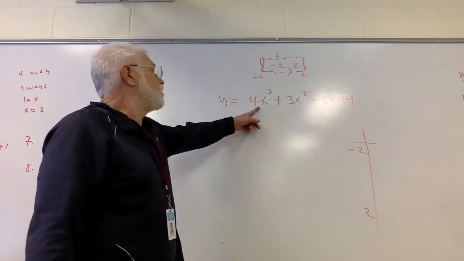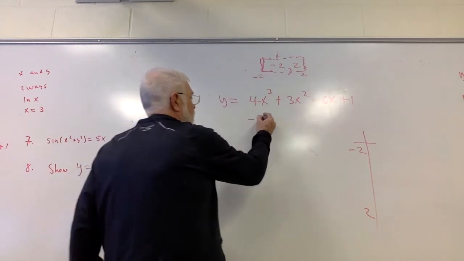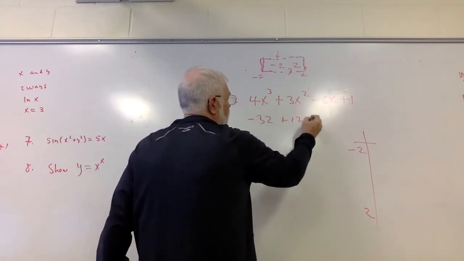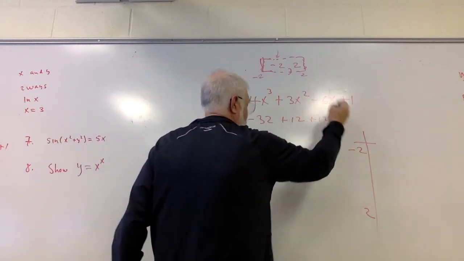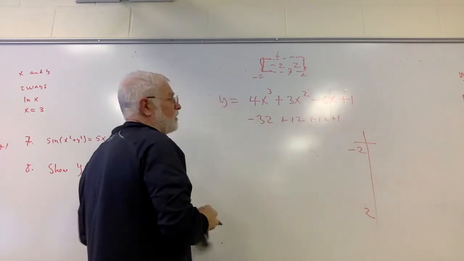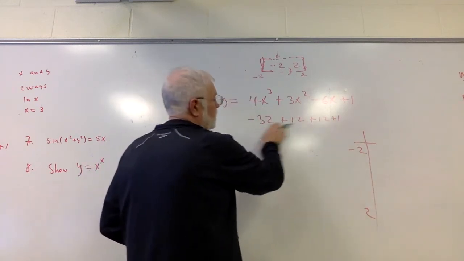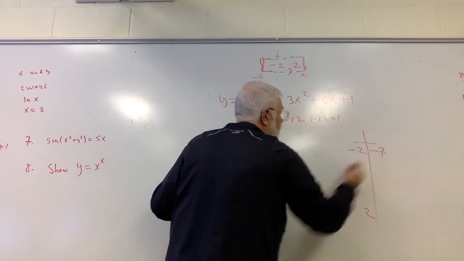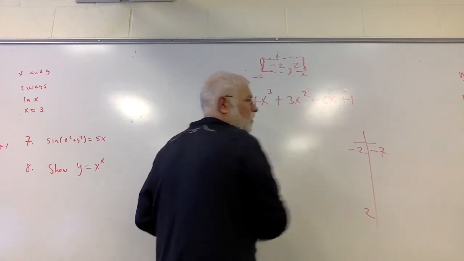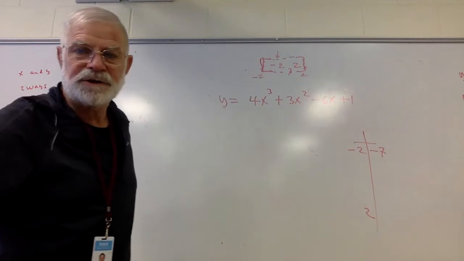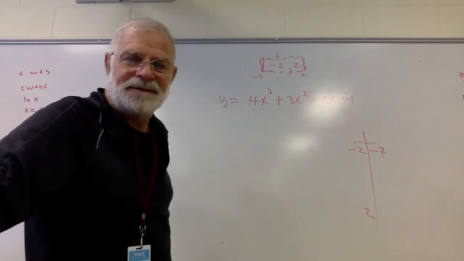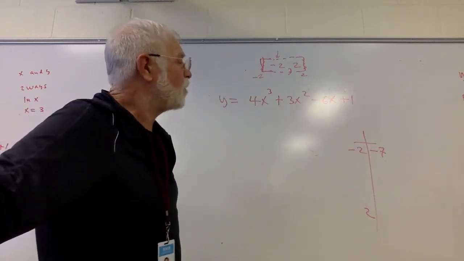So at -2: -8, -32. I'll write it here. -32 plus 12, plus another 12, plus 1. I'm hoping that I didn't make any mistakes there. So 24 - 8 plus 1, I'm getting -7. And if I made a calculation error, well, so be it. I just can't spend my life checking this stuff because I've got too many videos and things to do. So I hope that's right.